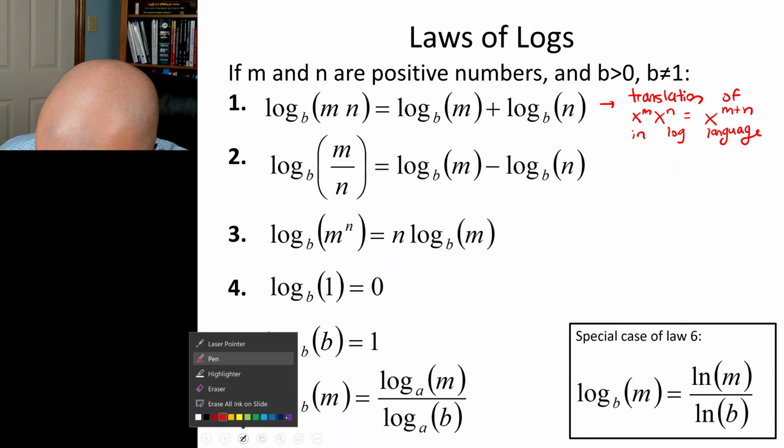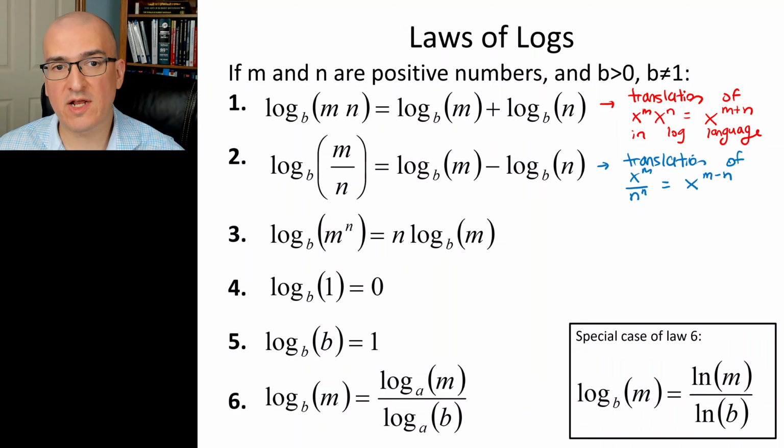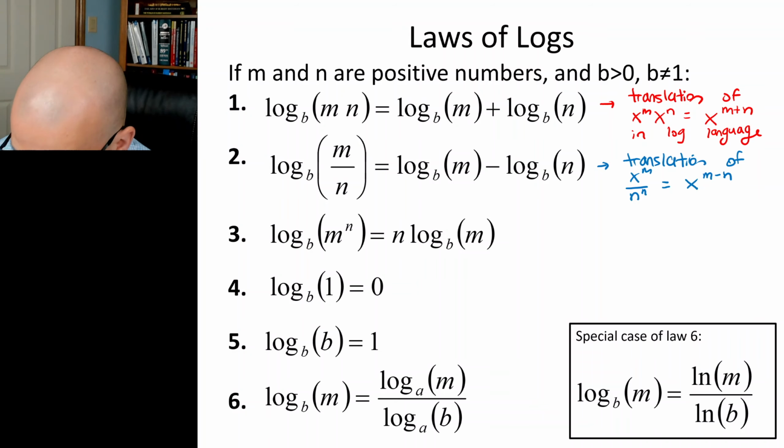The second one, you might be able to guess, is the translation of x to the m divided by x to the n is equal to x to the m minus n. If we translate that law from exponential language into log language, we get this law. The next rule is a translation of this law. X to the m to the n is x to the m times n.